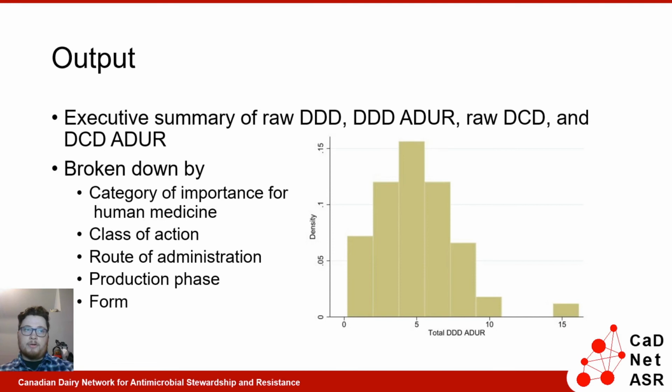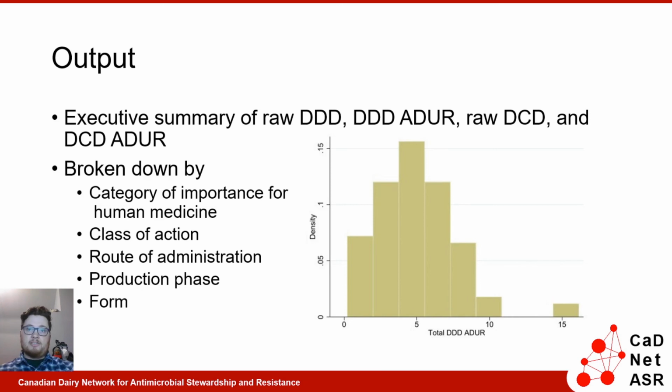So, short of showing you all the spreadsheets that are produced through this, I opted to just give you an overview of what's produced. It produces three different spreadsheets, but the one that's most important for communication's sake is the executive summary. This produces a raw DDD, a DDD ADUR, a raw DCD, and a DCD ADUR for overall antimicrobials, and then also broken down for every category of importance, class of action, that being like whether it's a penicillin or a first generation cephalosporin or a polymyxin, just breaking them all up that way. Route of administration, the production phase, based on those four categories I mentioned, so lactating cow, dry cow, heifer, and pre-weaned calf, and then form being whether it's a bolus or a solution kind of deal.